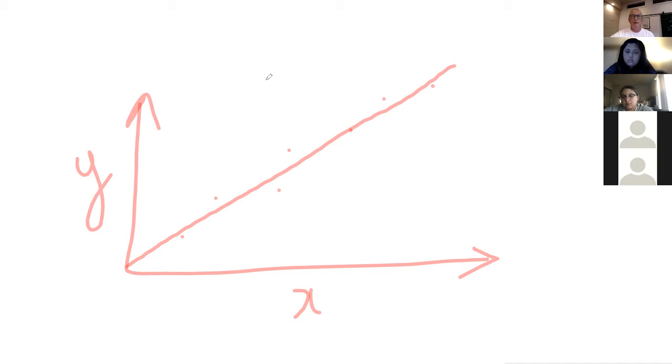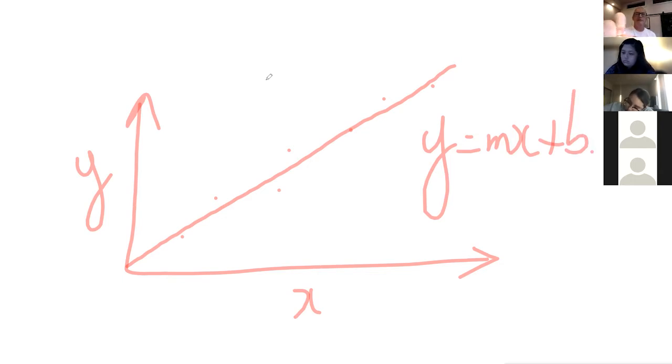Y equals mx plus b. There you go. Man, you were all over this. Excellent. Yeah, we get y equals mx plus b. So what is the m? The slope. The slope of the line.